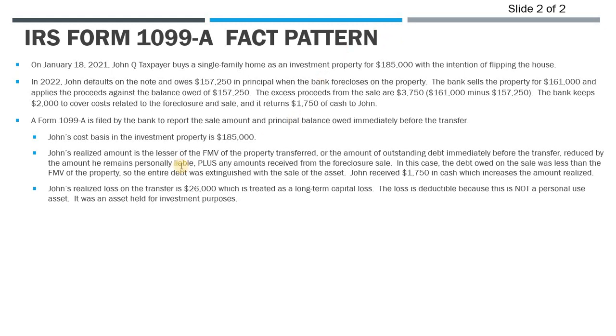So John's cost basis in the property is $185,000. So that's what he paid for it. But now he needs to figure out, well, how much did I realize from this event, right? How much would I record as my, quote, sales proceeds? So the realized amount, and we'll have a look at the worksheet next. The realized amount is the lesser of the FMV of the property transferred, or the amount of outstanding debt before the property was taken from you, reduced by amounts you still are personally liable for, and then you add any amounts you receive from the foreclosure sale.